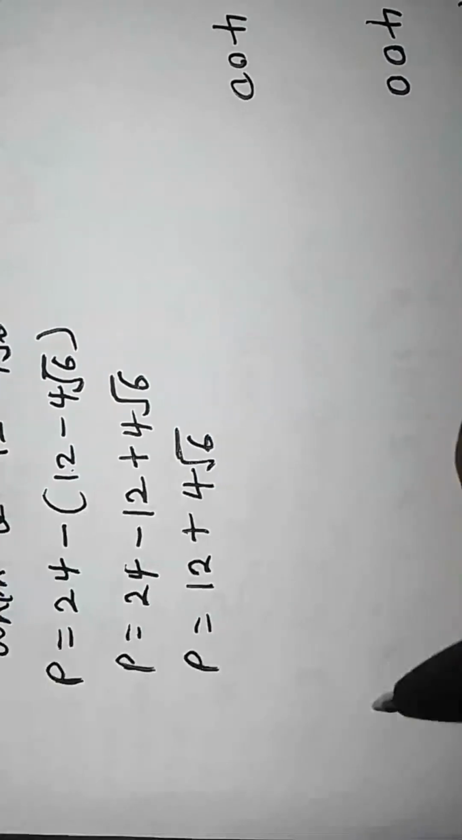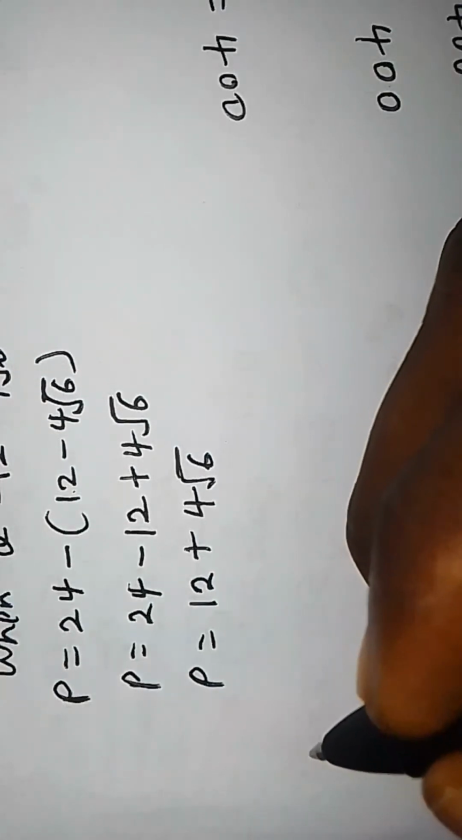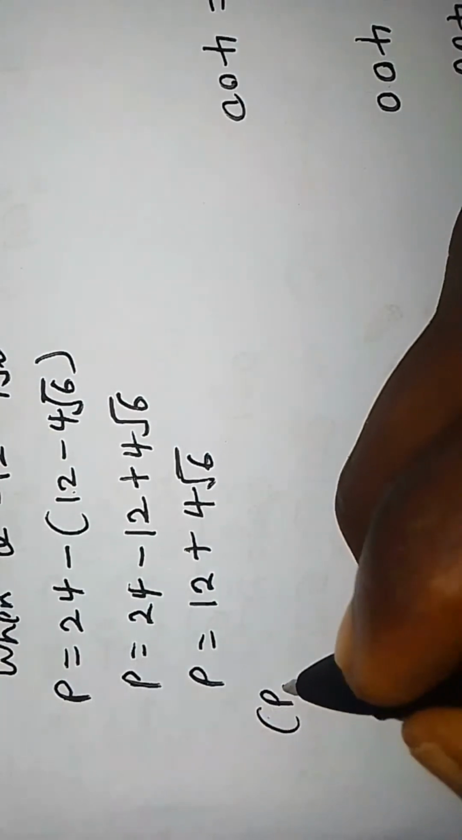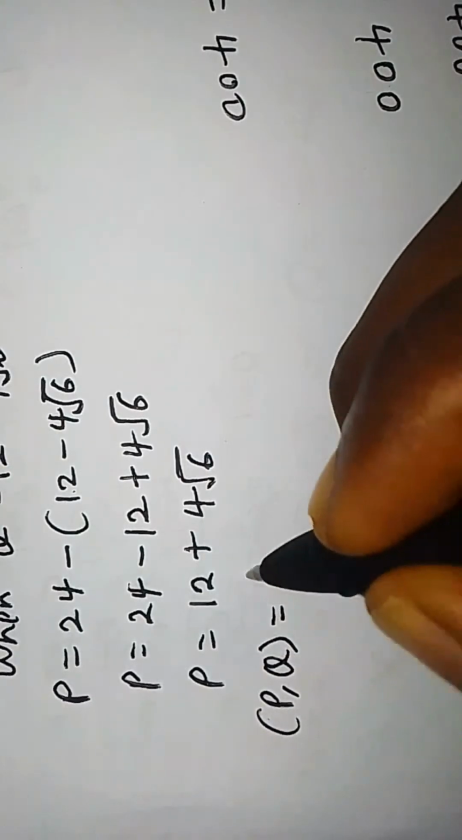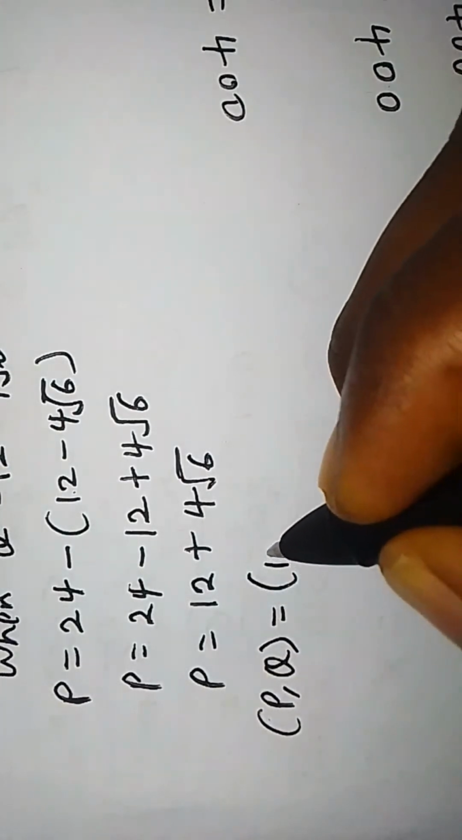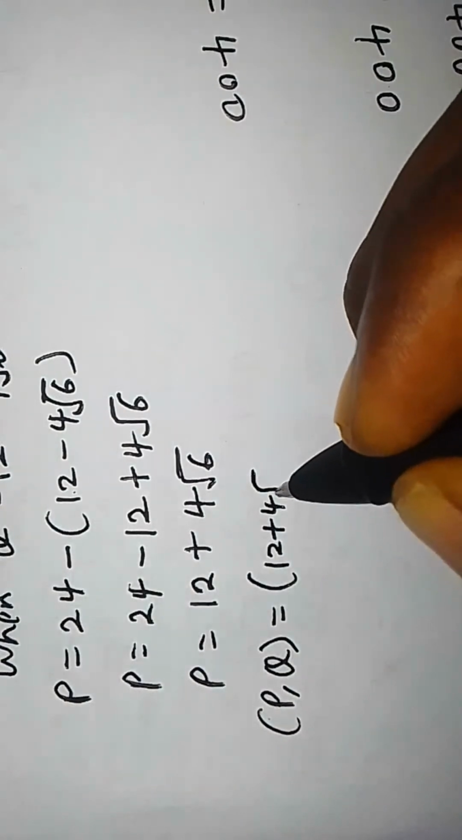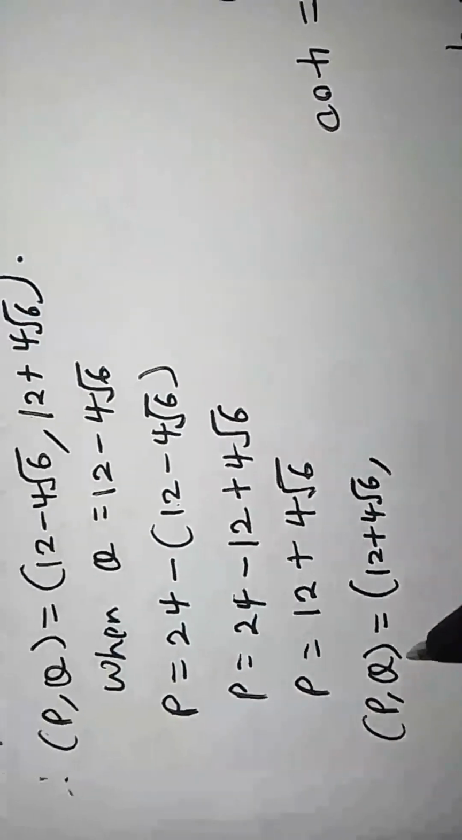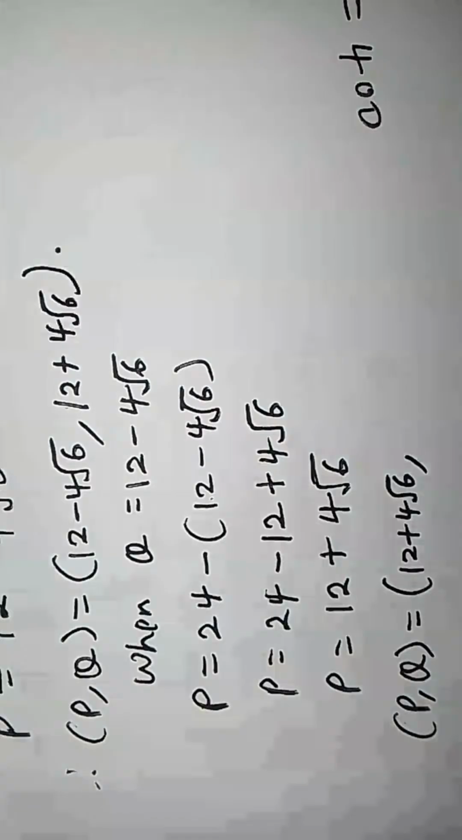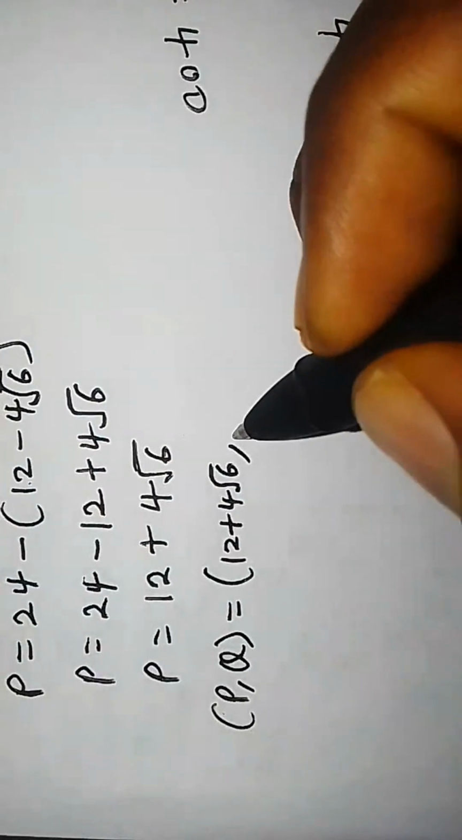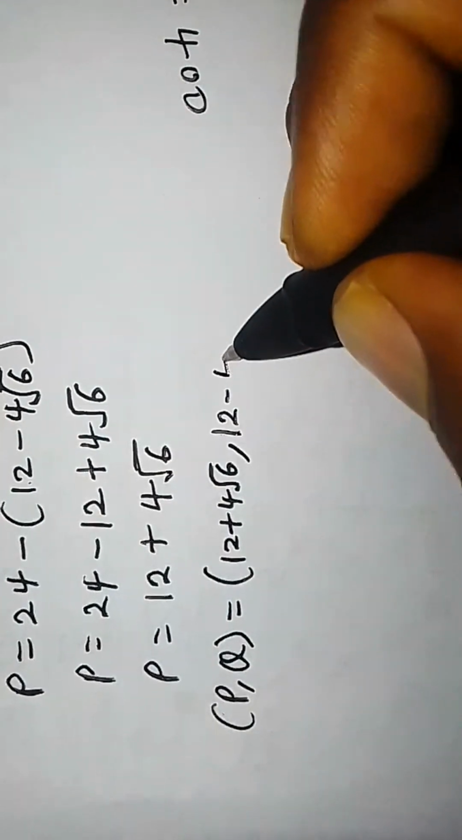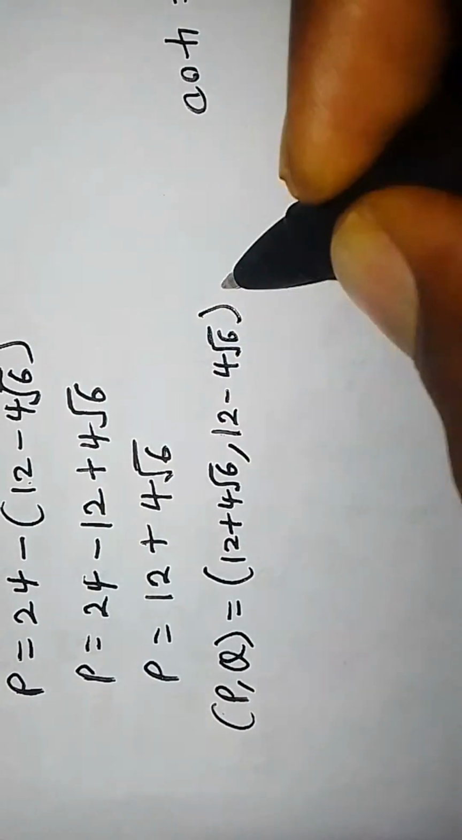So as a result of this, the second solution, (p, q), is equal to p is 12 plus 4 root 6, comma, q is 12 minus 4 root 6. This is the second solution.